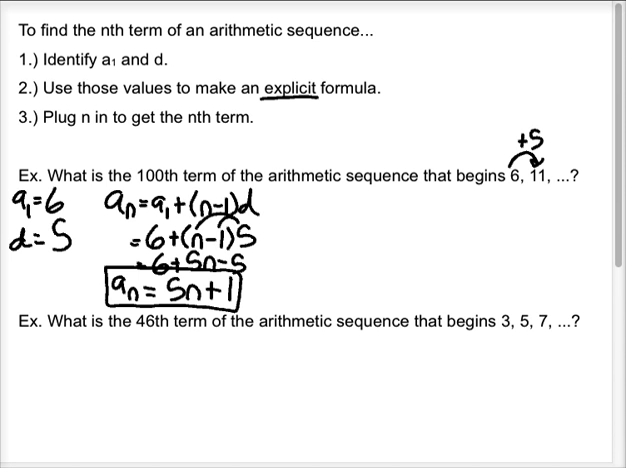Now, you may notice your formula looks very familiar. That is also the formula of a line. Arithmetic sequences, if you were to plot them as points, they would form a perfect line.